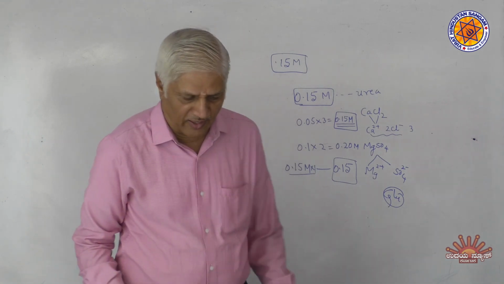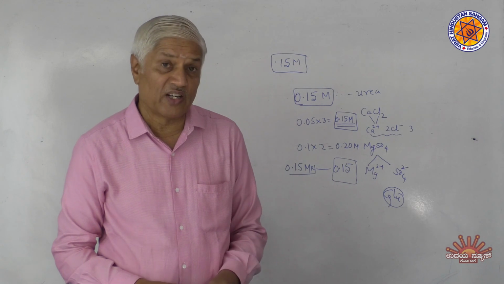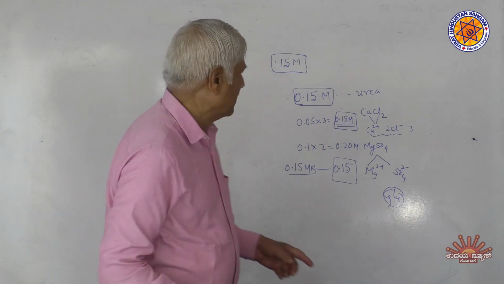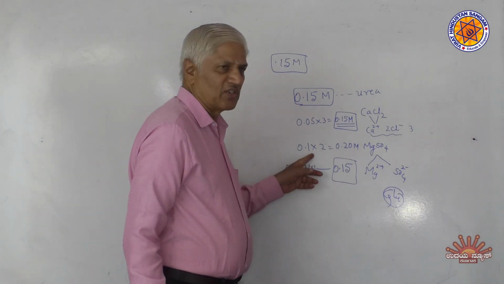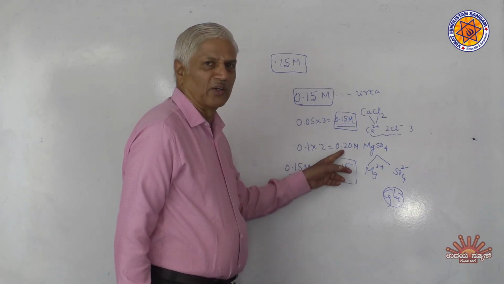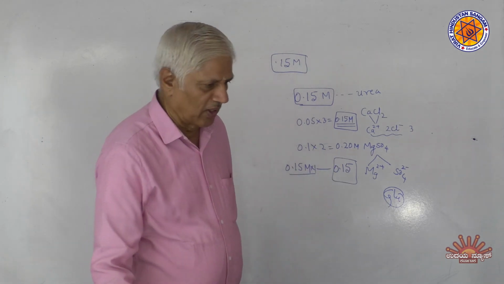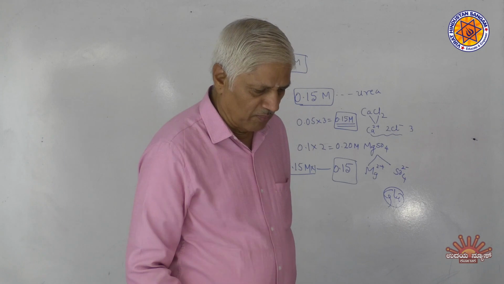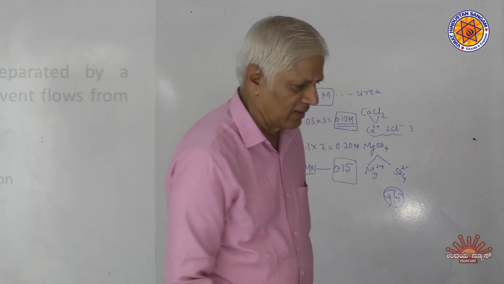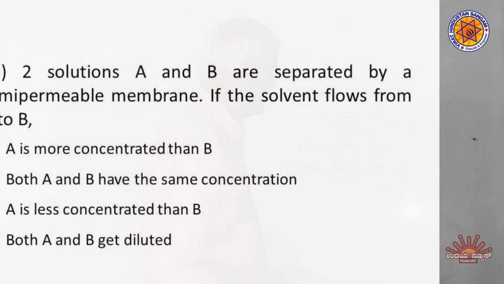Suppose this question had been asked like this: which of the following has the highest osmotic pressure? Then the answer would have been magnesium sulfate, because it has the highest concentration of solute particles in the solution. I hope you have understood this. We shall pass on to the next question. The question number 53 has appeared on the screen.